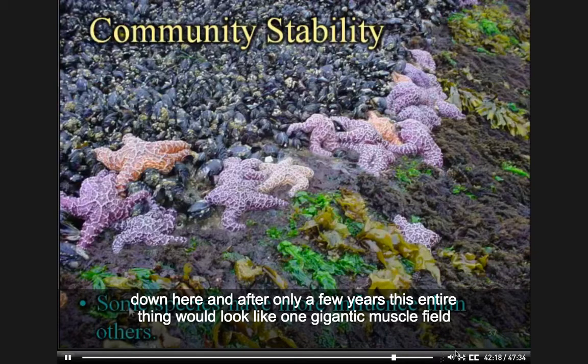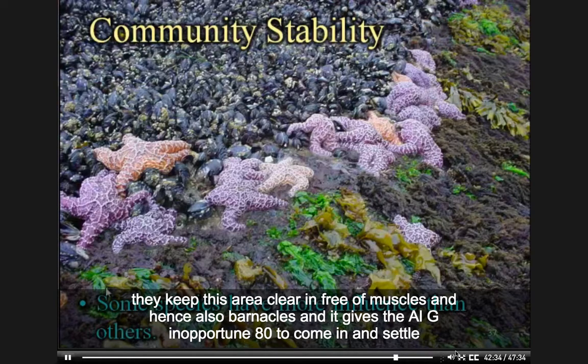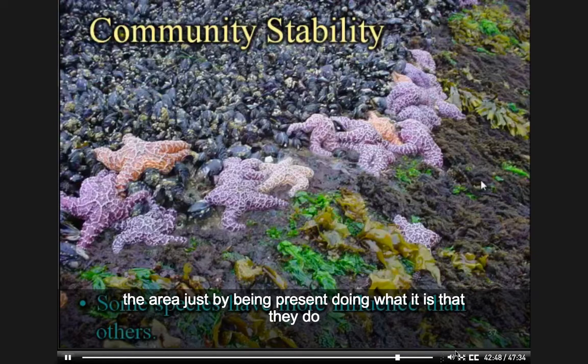And after only a few years, this entire thing would look like one gigantic mussel field. But because you have these sea stars in there, the sea stars actually eat mussels. They love mussels. They eat them like popcorn. But in so doing, they keep this area clear and free of mussels and hence also barnacles. And it gives the algae an opportunity to come in and settle. So in this case, the sea stars are a keystone species. They actually improve the biodiversity of the area just by being present and doing what it is that they do.